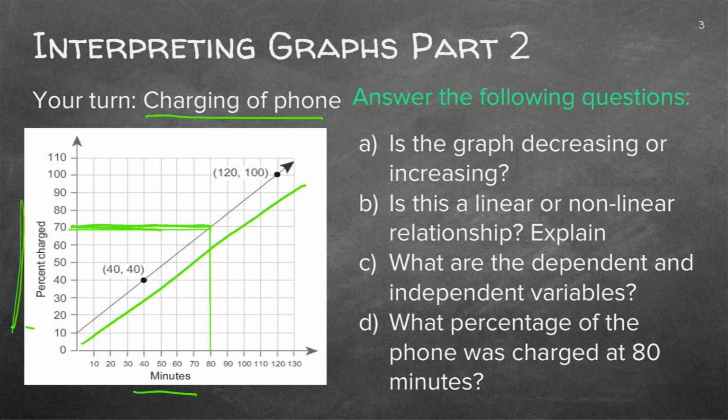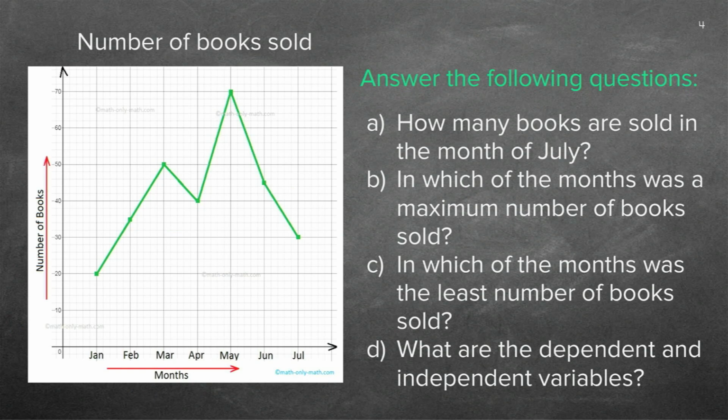I've given you a peek of another graph. This is the number of books sold. So this is our title. Yes, correct. Our y-axis will be the number of books sold, and our x-axis will be over how many months. Remember, your increments must be the same. Here we've got 10, 20, 30, 40 books, and at the bottom, January to July.